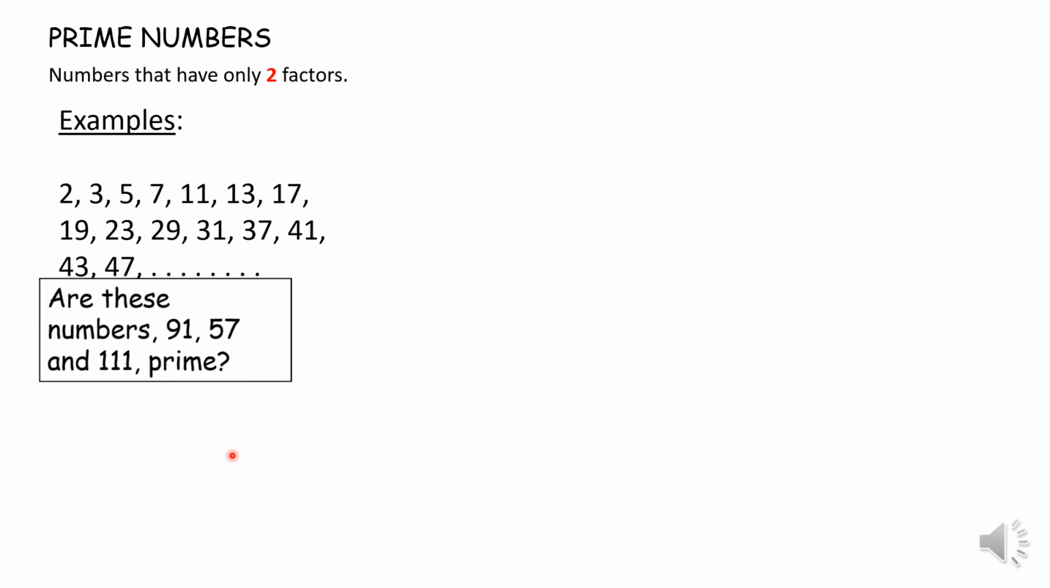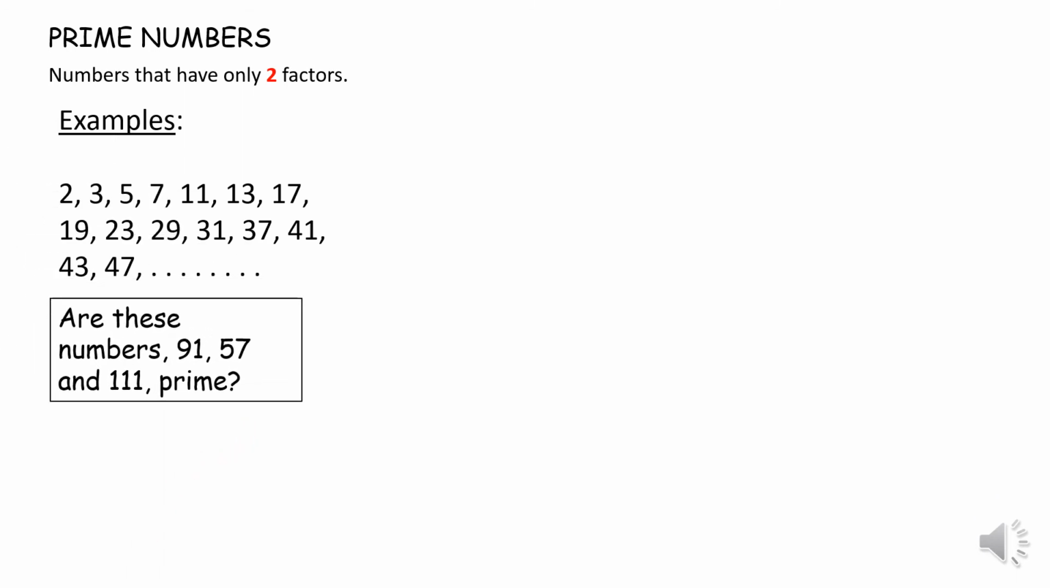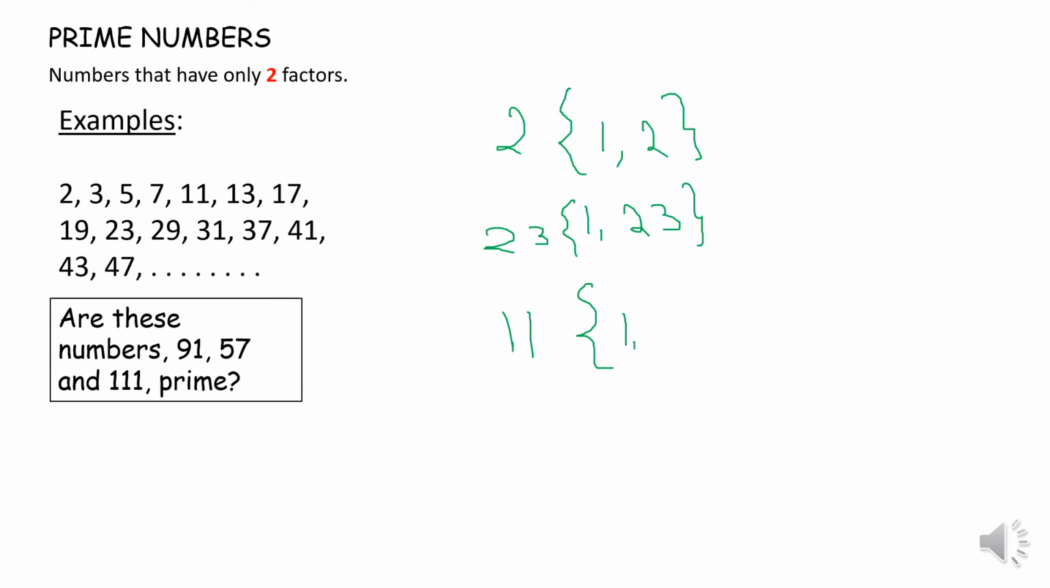Now, before you answer this question, let's briefly write down. If I write down the numbers that can go into 2, for example, it's only 1 and the number itself. If I write 23, it's only 1 and 23 that will go into this number. If you write 11, it's only 1 and 11 that go into the number.